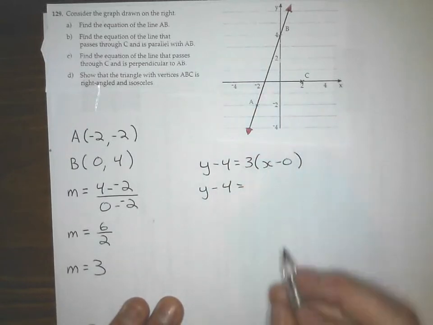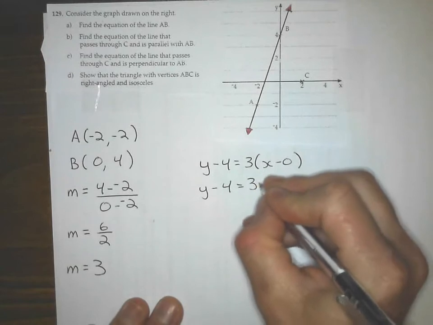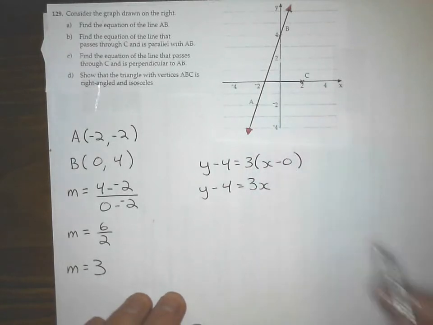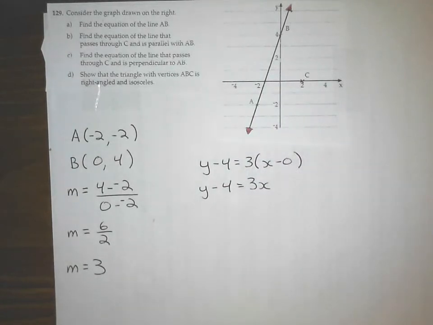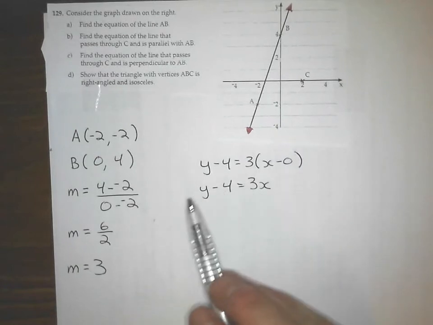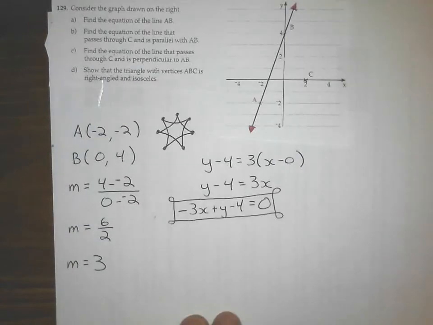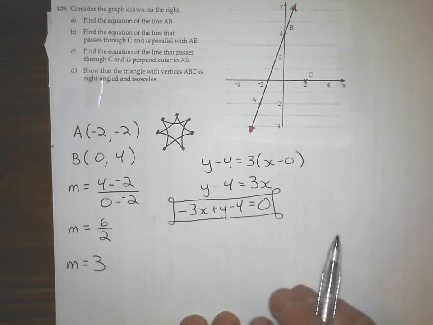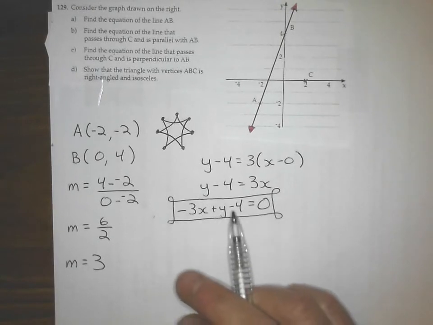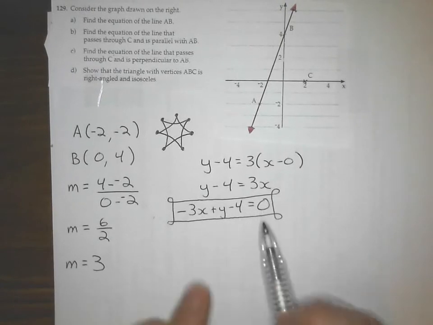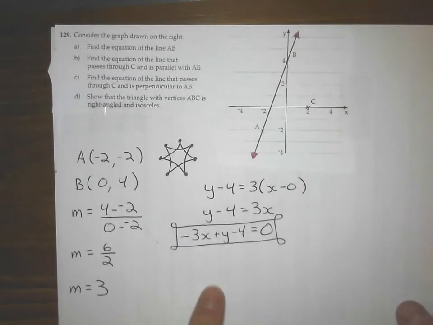I expand on the right, and 3 times 0 just gives me 0. Now all I do is to rearrange and put everything on the left side of the equation, starting with the x term. So let's see what I get. Okay, and after I rearrange it, I get -3x plus y minus 4 equals 0. Alright, let's try the next one.